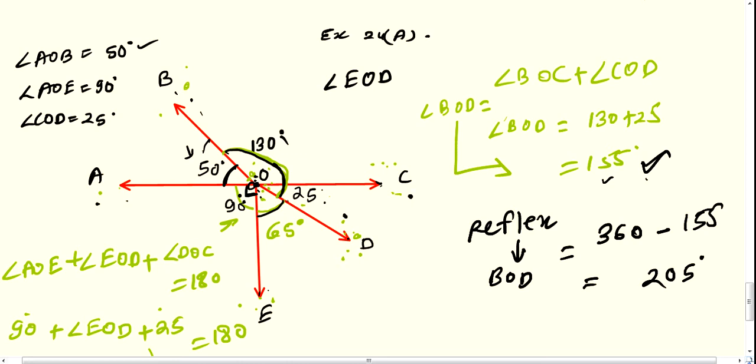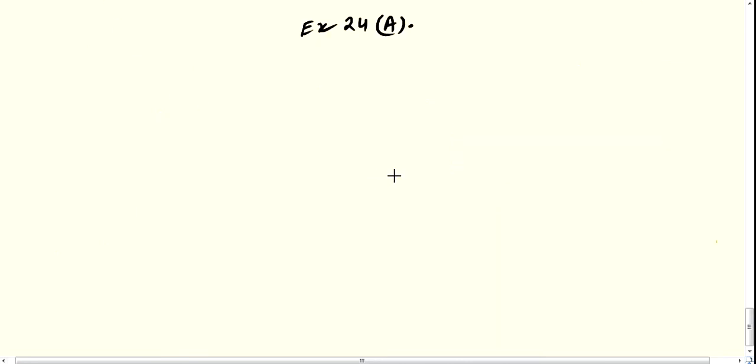Last, reflex COE. So this is COE. 25 and 65 that you have to add. So 25 and 65 will give you 90, and you will subtract 90 from 360, which gives 270. So this is your required answer. Next, question number 8.